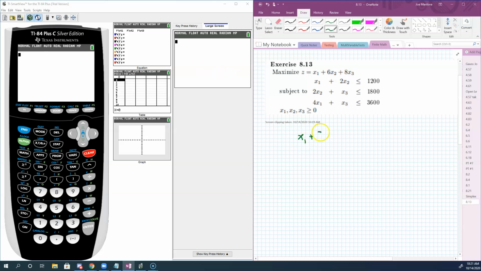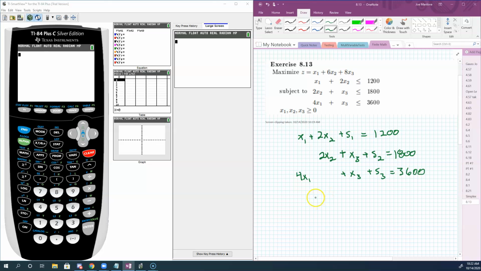So I have x1 plus 2x2 plus the slack for item 1 is going to equal 1200. I have 2x2, oops, that's in the wrong spot. Oh, okay. Well, I'm going to have some problems with row column management here. So I have 2x2 plus x3 plus s2 is going to equal 1800. And then I also have 4x1 plus x3 plus s3 is going to equal 3600.